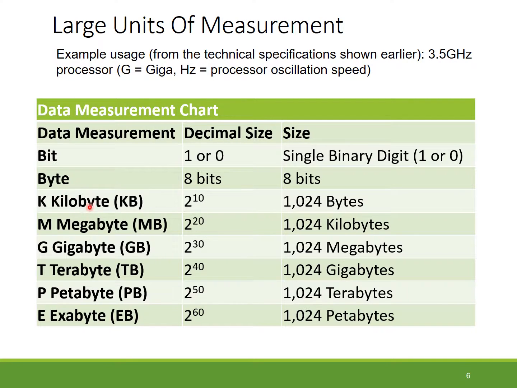Okay, a kilobyte is 2 to the power of 10, or 1,024 bytes. Okay, a megabyte is 2 to the power of 20, or 1,024 kilobytes. So roughly 1,000 of the previous items. A gigabyte is roughly 1,000 megabytes, or 2 to the power of 30. A terabyte is roughly 1,000 gigabytes. A petabyte is roughly 1,000 terabytes. And an exabyte is roughly 1,000 petabytes. Okay, so they're increasing by a factor of 1,000 each time.